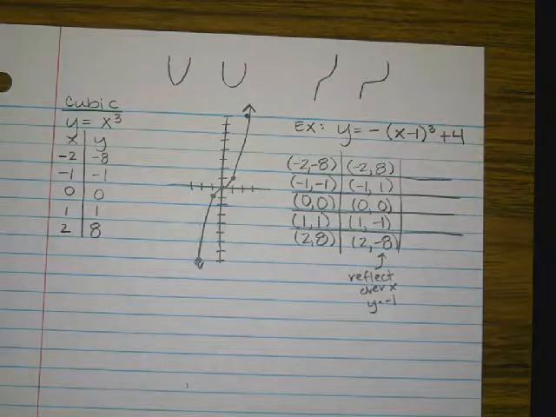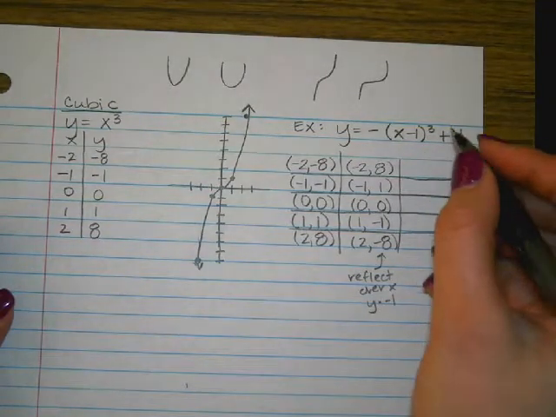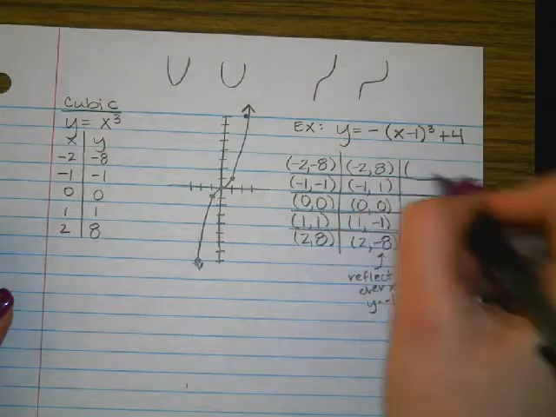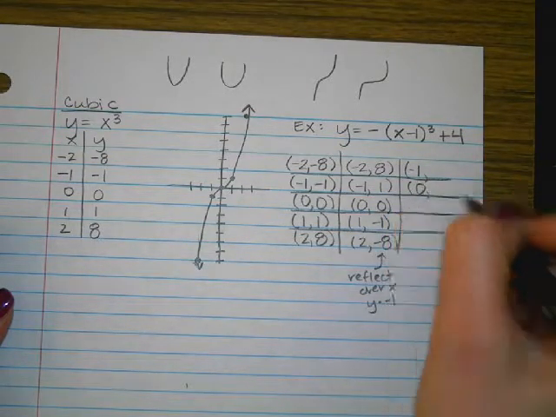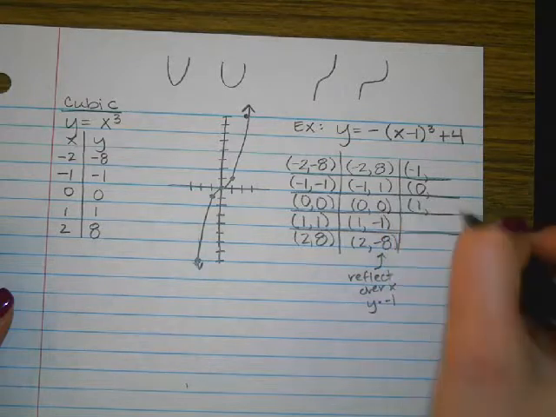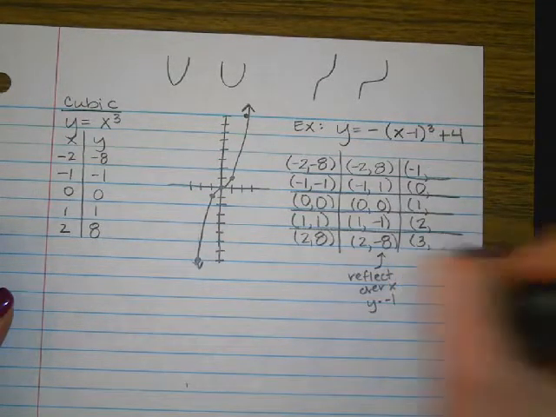What's the next transformation you guys can see? To the right 1. So how do we go right 1? Add 1 to the x. So -2 plus 1 is -1. -1 plus 1 is 0. 0 plus 1 is 1. 1 plus 1 is 2. And 2 plus 1 is 3.